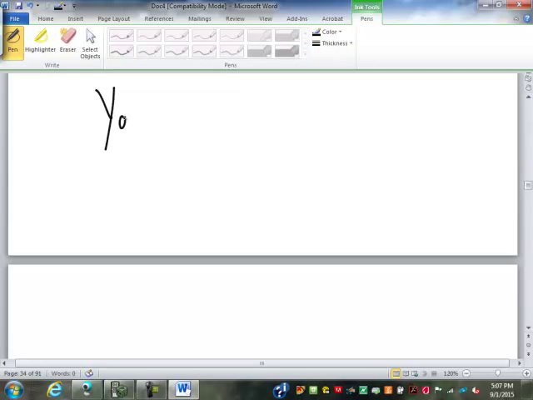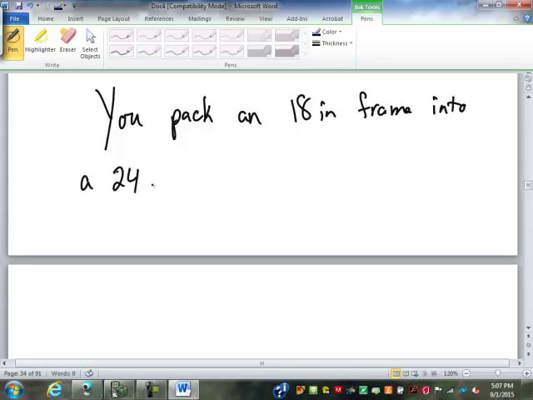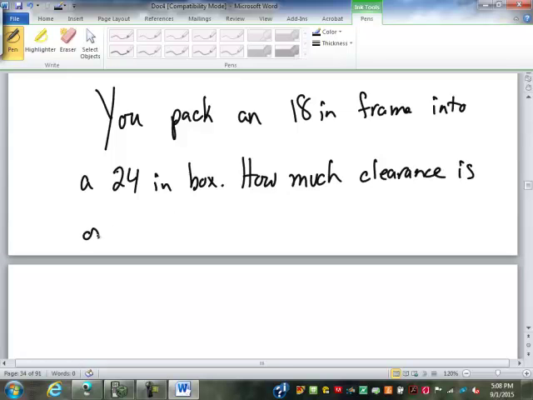Let's say you pack an 18-inch frame into a 24-inch box. How much clearance is on each end?